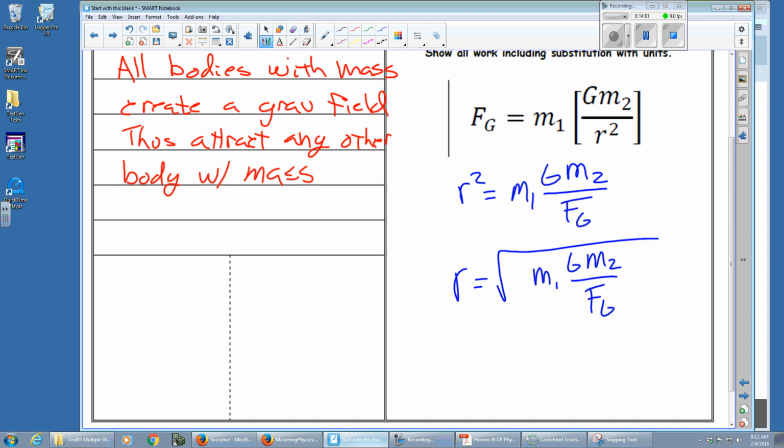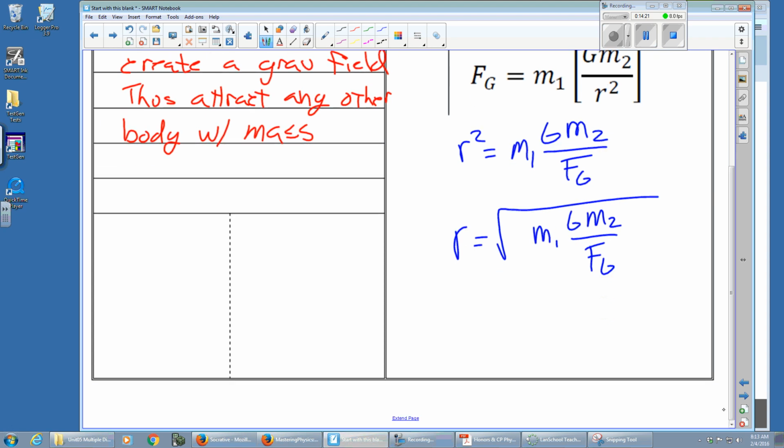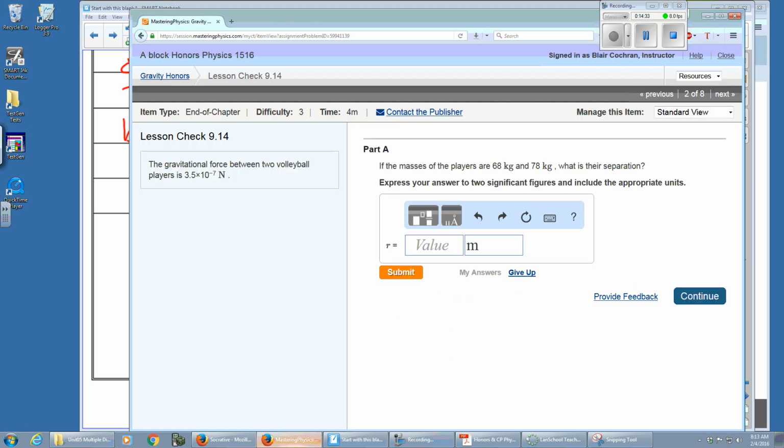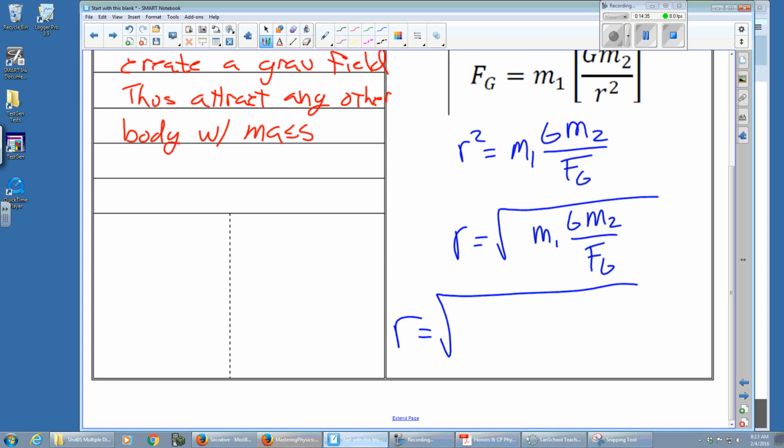I know M1. For me, it was 68. I know big G because I'm in this universe. I know M2. I think for mine it was 78. And then give me F sub G. So at this point, it's plugging in your values and seeing what you come up with for R. So give that a try. I'm going to plug in my values and then give it a try for me and see if I get it correct. So let's see. Make sure 68, 78.